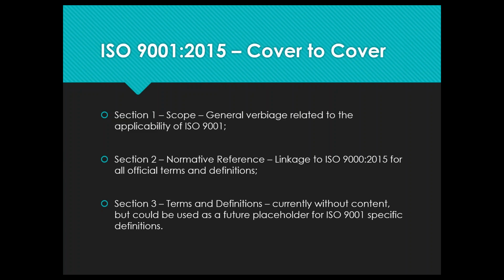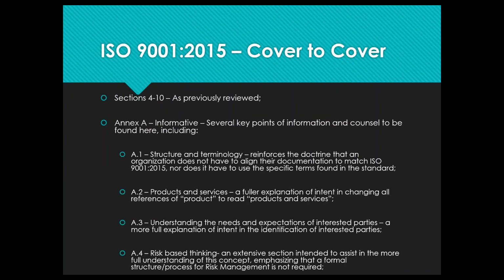Section 3 is terms and definitions. Now, interestingly, for the 9000 standard, there are no official terms and definitions. We rely solely on the ones that are provided in the 9000 document. Now, that may change in the future. That's certainly possible. But for the moment, there are no terms that are unique to ISO 9000 that don't already appear in the 9000 document. I beg your pardon, in 9001.